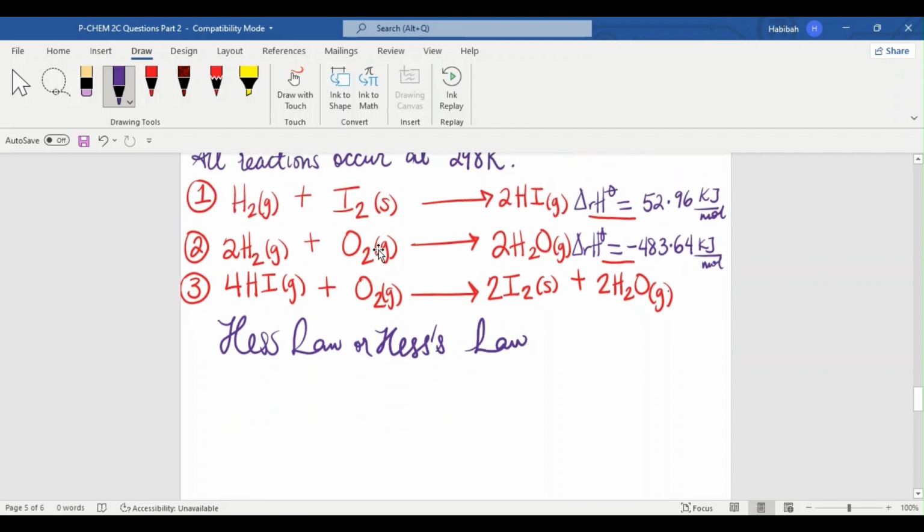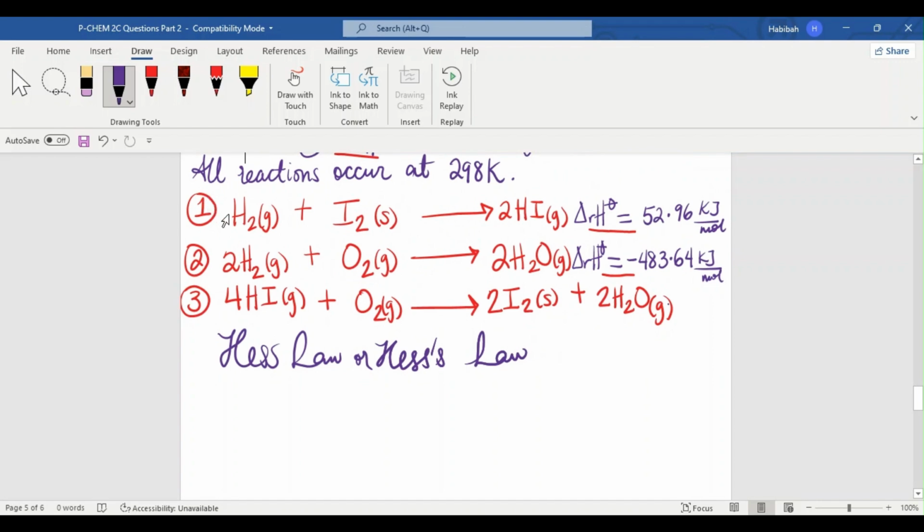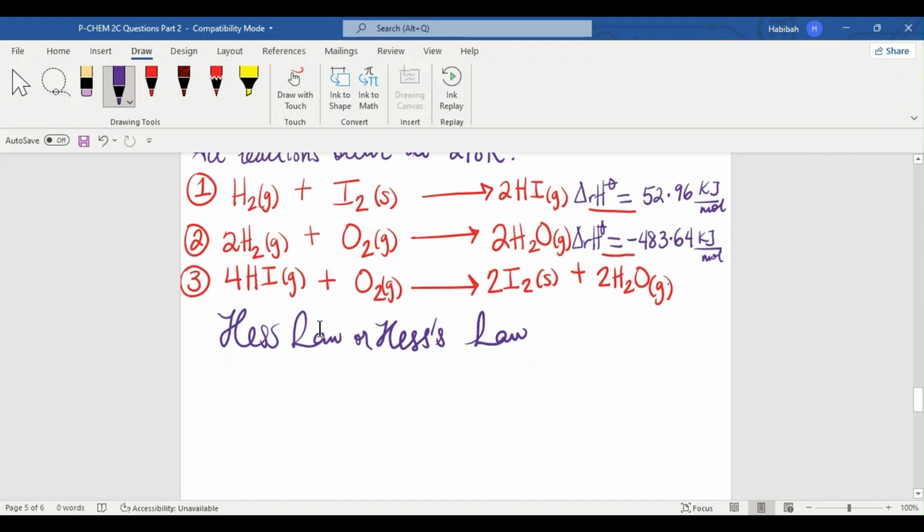It's like this. We need to determine the equation 4HI gas plus O2 gas would produce 2I2 solid plus 2H2O gas. So we have to manipulate equation 1 and equation 2 in such a way that when we work with both equations, we're going to get equation 3. It's like a simultaneous equation, right?